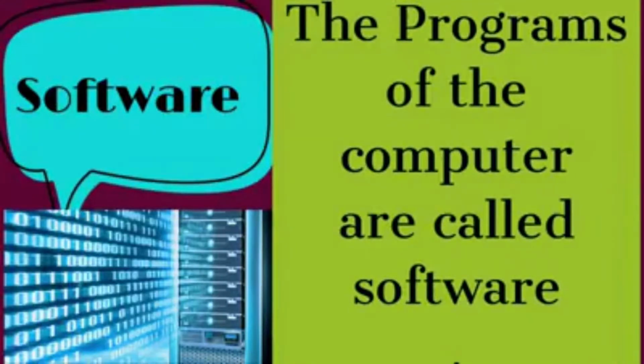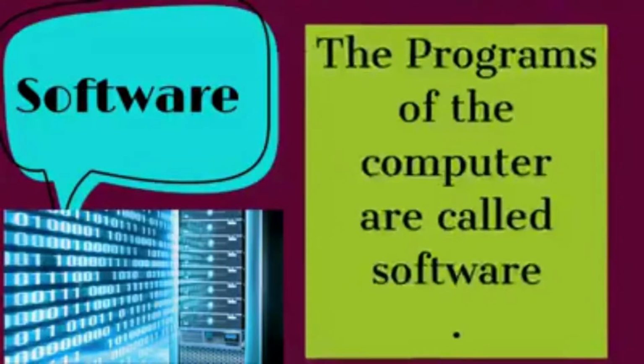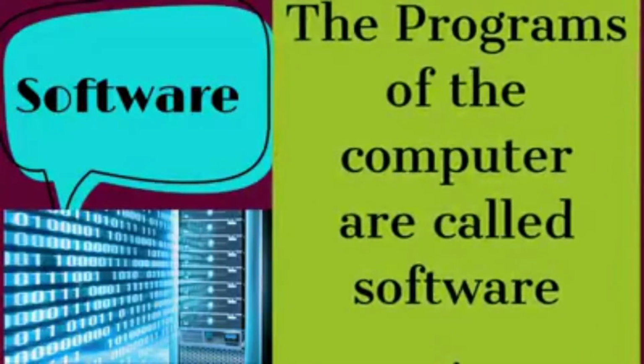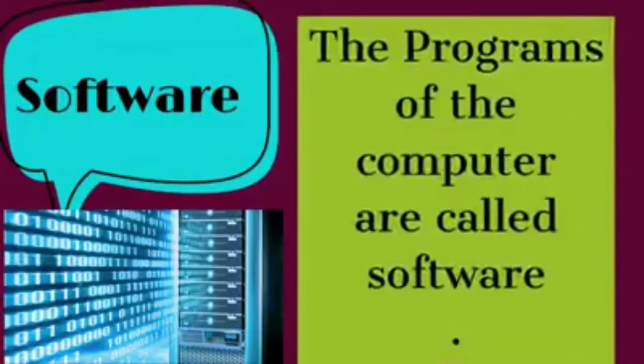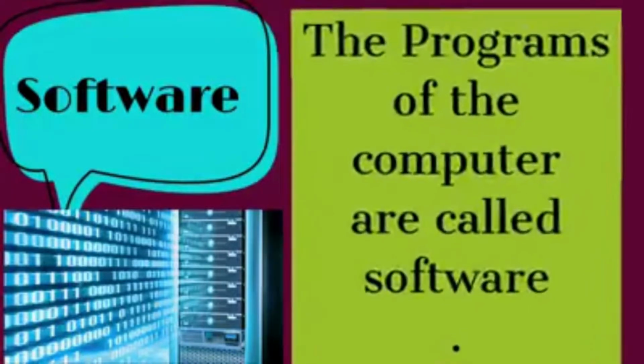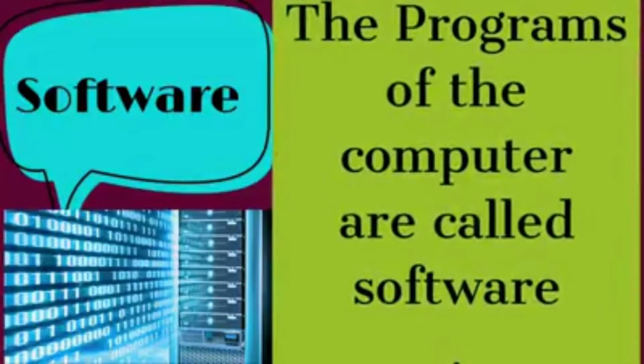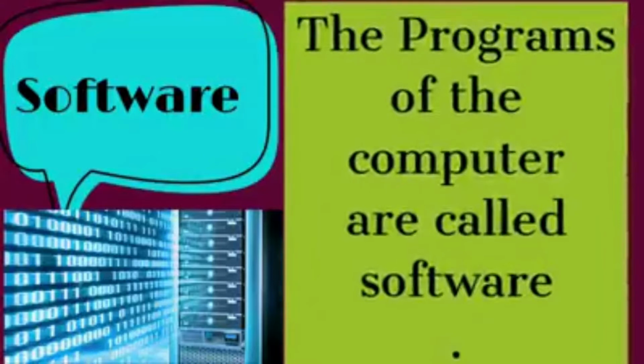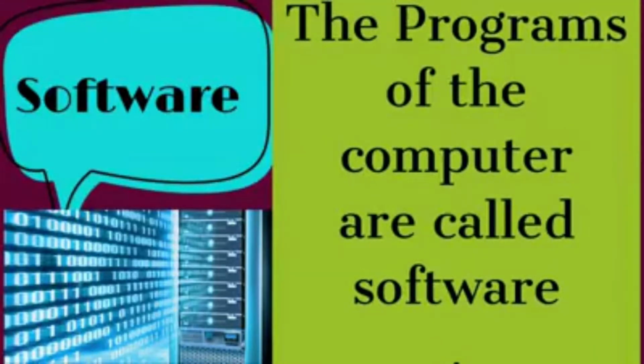Software. The programs of the computer are called software. It is divided into system software that manages the overall operations of the computer and application software that is used to solve a particular problem.